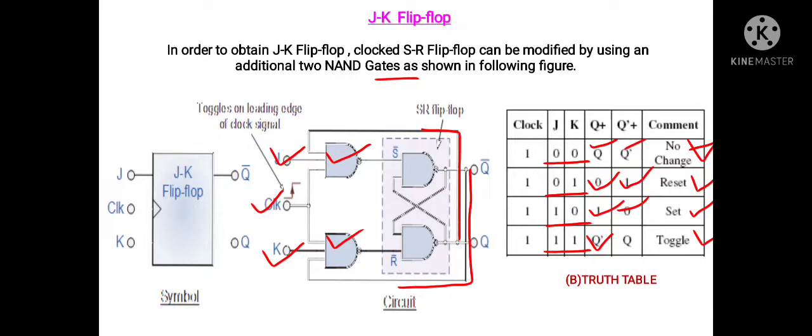In this particular diagram, the symbol of this JK flip-flop is shown. Here this is the J input, K input, this is the clock, and these are the two outputs.